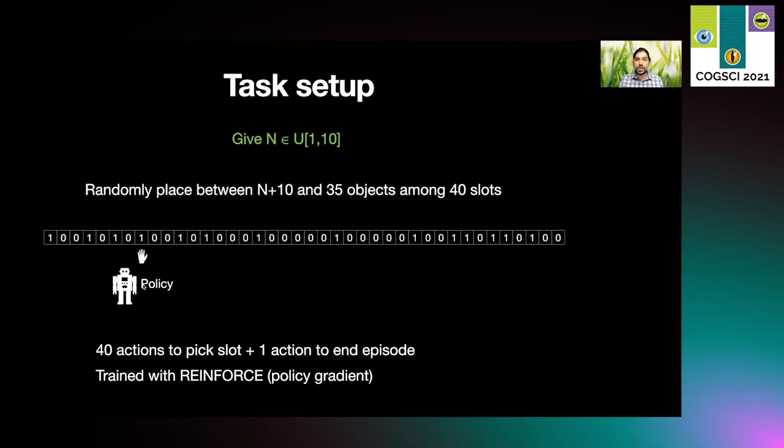And then we train a policy. Given an instruction n, it has 40 actions to choose, 1 for each slot, and 1 action to end an episode. So for example, if you asked it to give 2, it should select 2 slots with a 1 in them, and then it should select the stop to indicate it's done the task. And this network is trained with the simplest policy gradient algorithm, the REINFORCE algorithm.